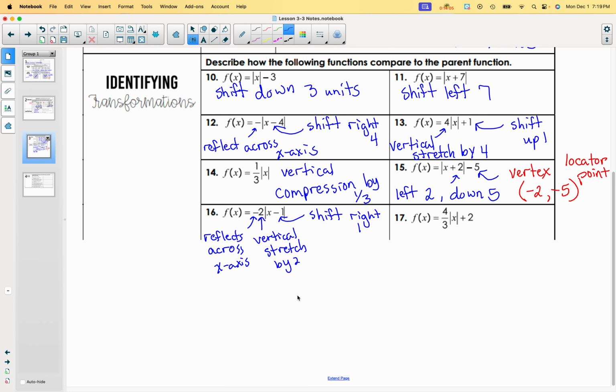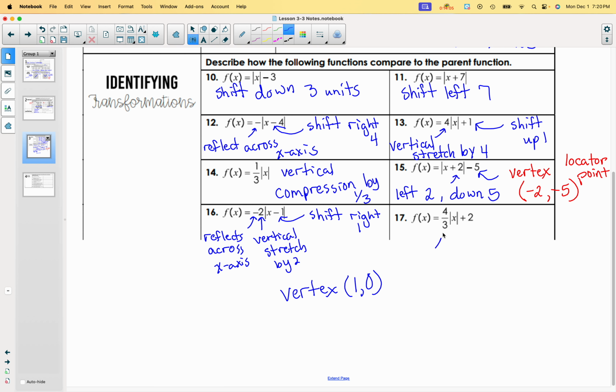By the way, my vertex is not controlled by my stretch or my reflection. It's only controlled by shifting left or right or shifting up or down. So if I shift to the right 1, it was at 0, 0. Now it's going to be at 1, 0 because I'm not going up or down. You don't have to do the vertex on these, but I thought we may as well talk about it.